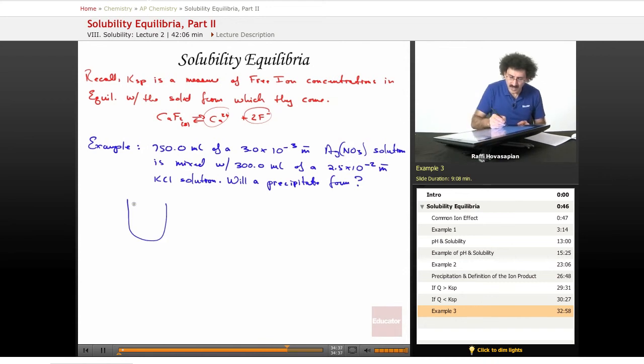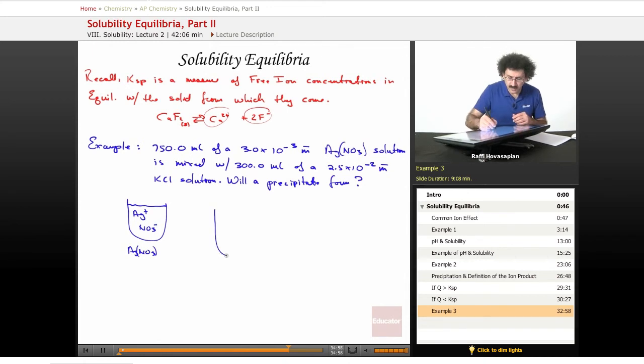We have a solution, we have 750 milliliters of a silver nitrate. So this is a silver nitrate solution, AgNO3. Well, we know that things that have nitrate in them are completely soluble. So what you have is free silver ion and free nitrate ion floating around. It just looks like some water because it's fully soluble.